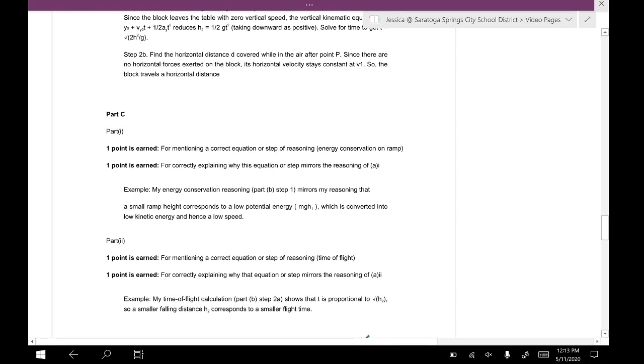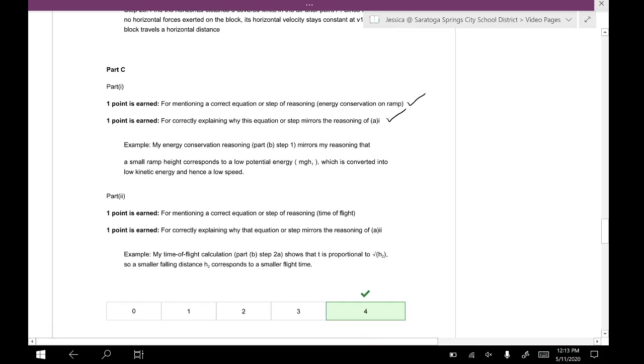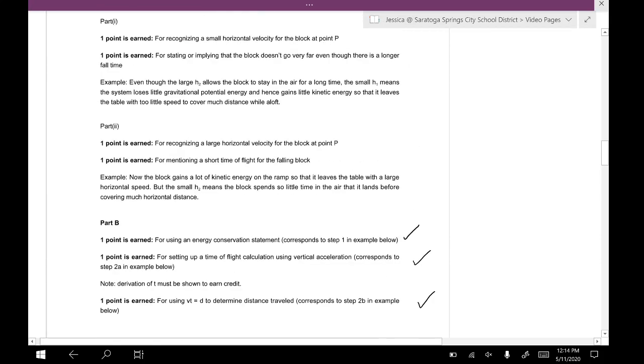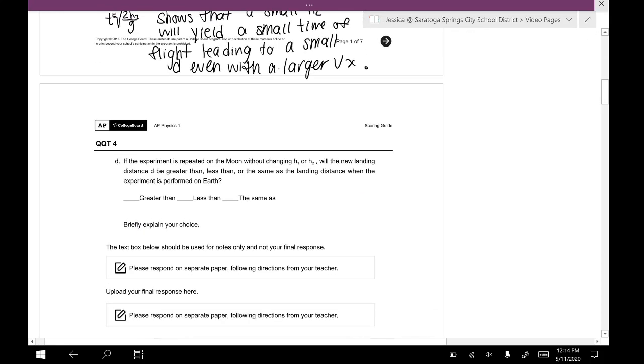Okay, so for C1 I get a point for mentioning the correct equation or step of reasoning, energy conservation, and why it supports it. So they say my energy conservation reasoning mirrors my reasoning that a small ramp height corresponds to low potential energy, which converted to low kinetic energy, hence low speed. I talked about that, so I got those 2 points. For part C2, I get 2 points for mentioning the correct step or reasoning, time of flight, and for correctly explaining why. So they say the time of flight calculation shows that t is proportional to the square root of h2, so a smaller falling height h2 corresponds to a smaller time of flight. I got all those points. Yay!